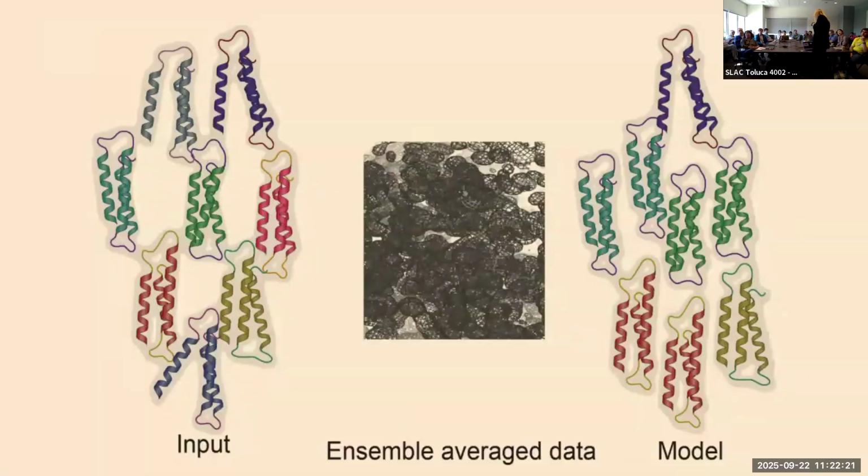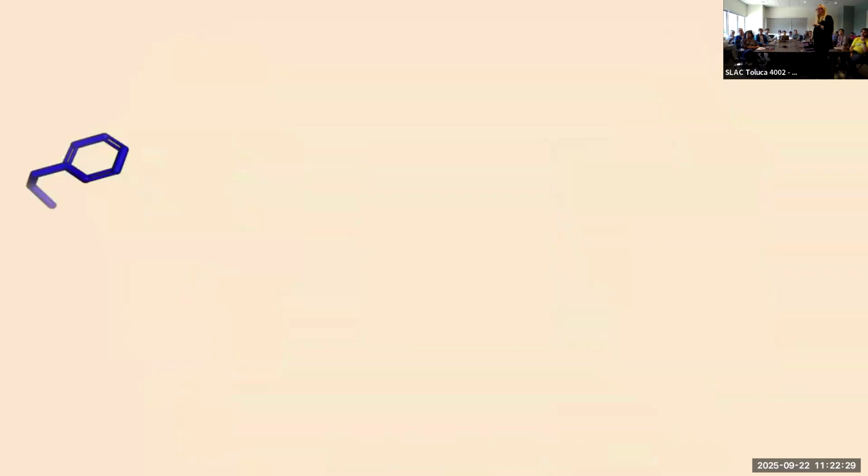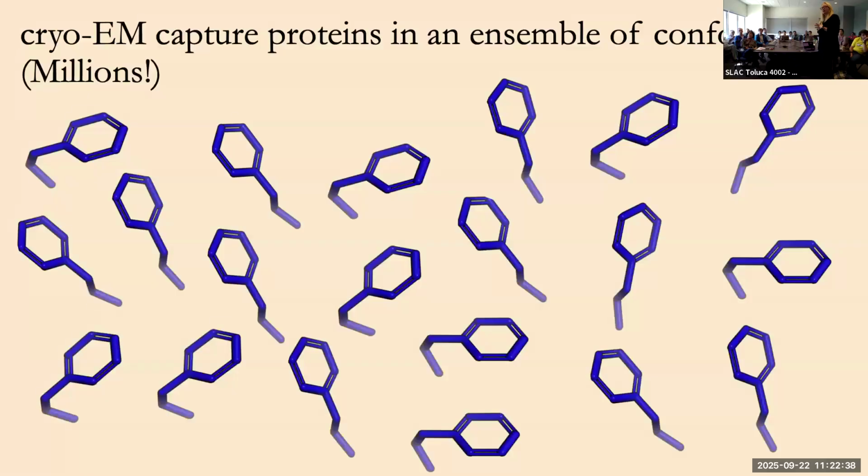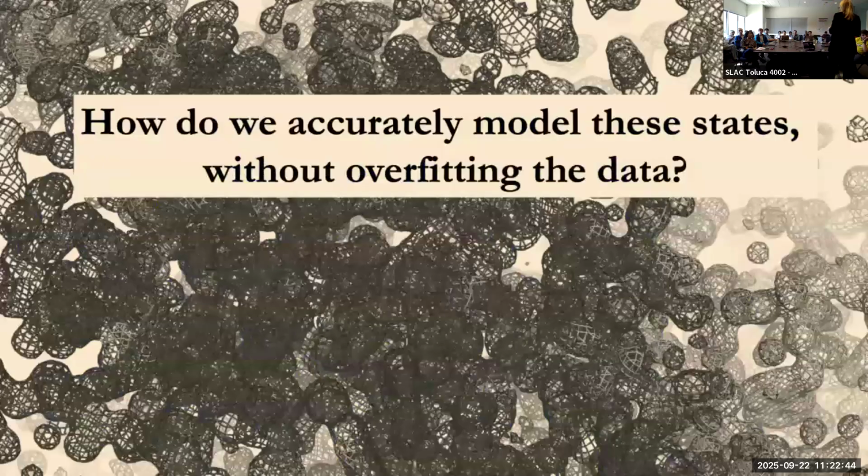Going into these ensemble average data, it also emphasizes really why we have to model these as ensembles. When we collect X-ray and cryo-EM data, we're not getting information on a single protein or a couple proteins. We're getting it on millions of proteins. So how do we accurately model all these states, importantly, without overfitting the data?